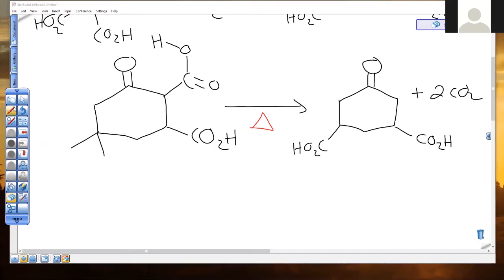So if you draw the carbonyl down here, you better draw the OH close to it. You don't have to. Your mechanism doesn't have to be pretty, but I think it helps to visualize it if you do it.